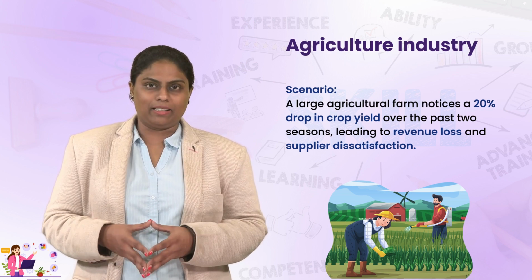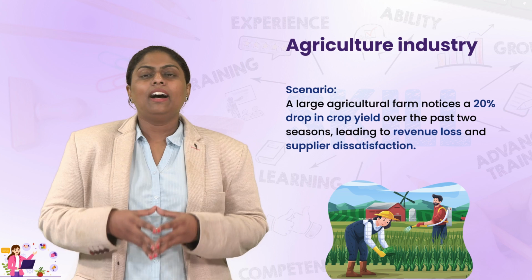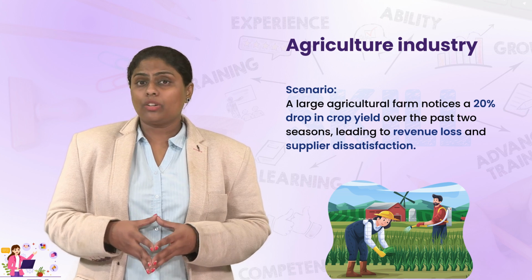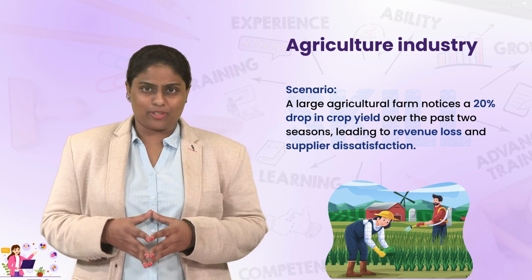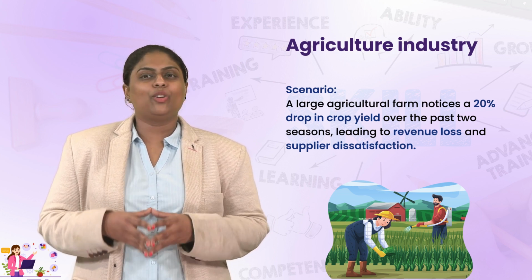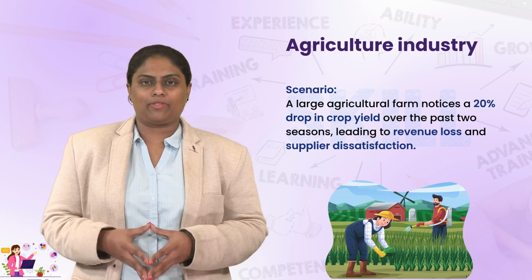Now, let's apply problem solving strategies to the agricultural industry where efficiency, sustainability, and yield directly impact profitability and food supply. Scenario is a large agricultural farm notices a 20% drop in crop yield over the past 2 seasons, leading to revenue loss and supplier dissatisfaction.